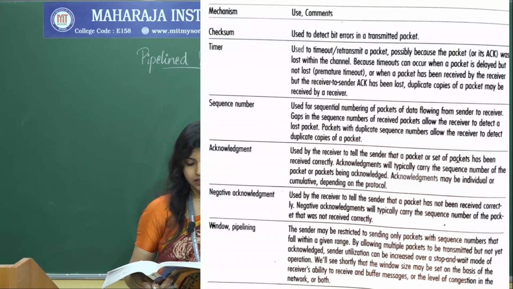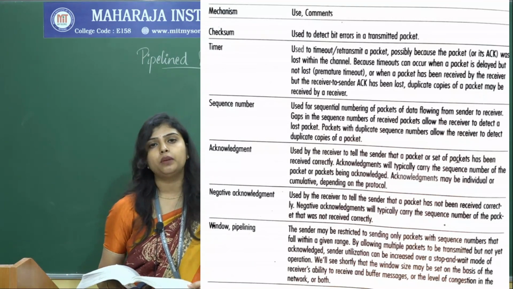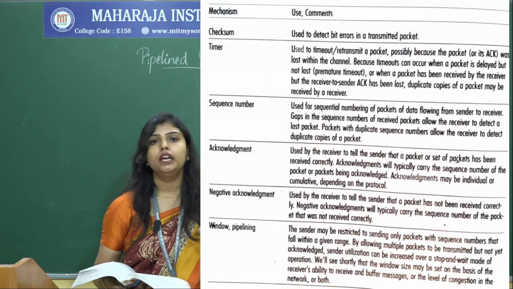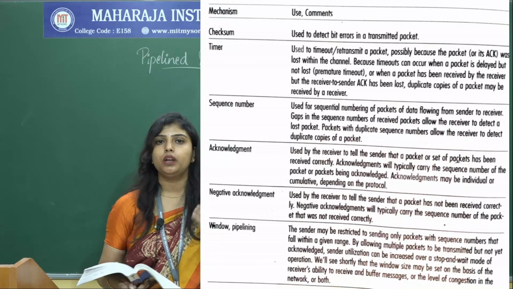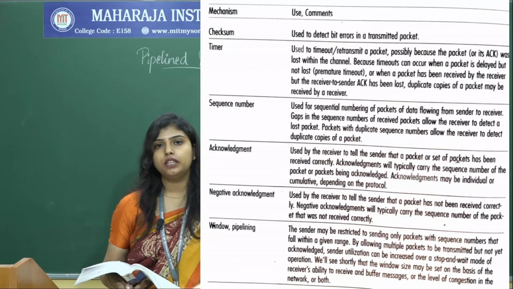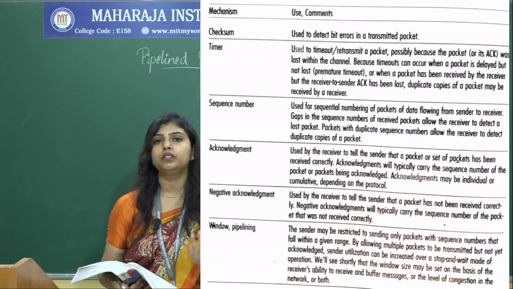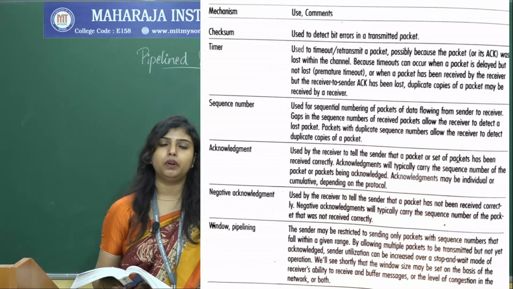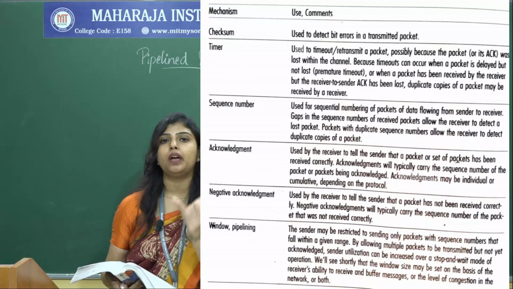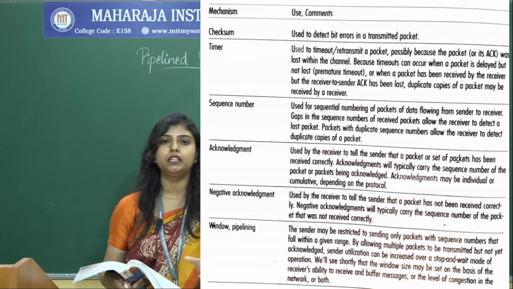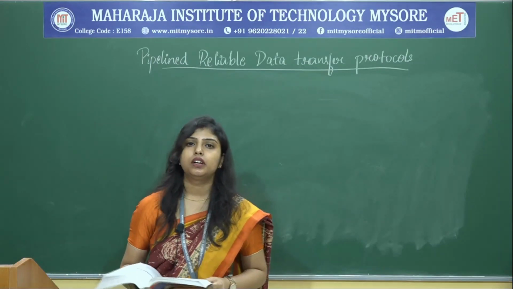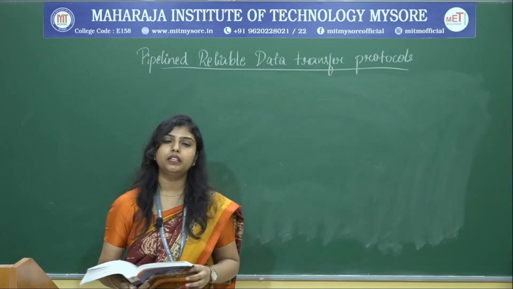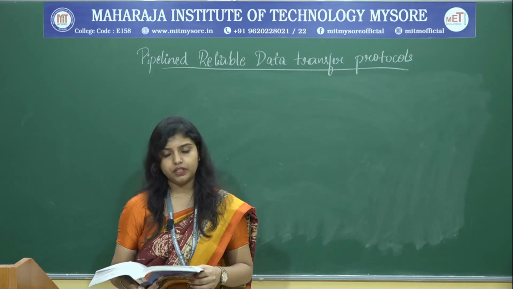Let us look at the next mechanism, window or pipelining. In pipelining, instead of sending only one packet at a time, we try to send a sequence or multiple packets without waiting for the acknowledgement, and the maximum allowable number of packets that can be sent from the sender to the receiver is called a window. So, with this, the pipelined reliable data transfer protocol is finished.